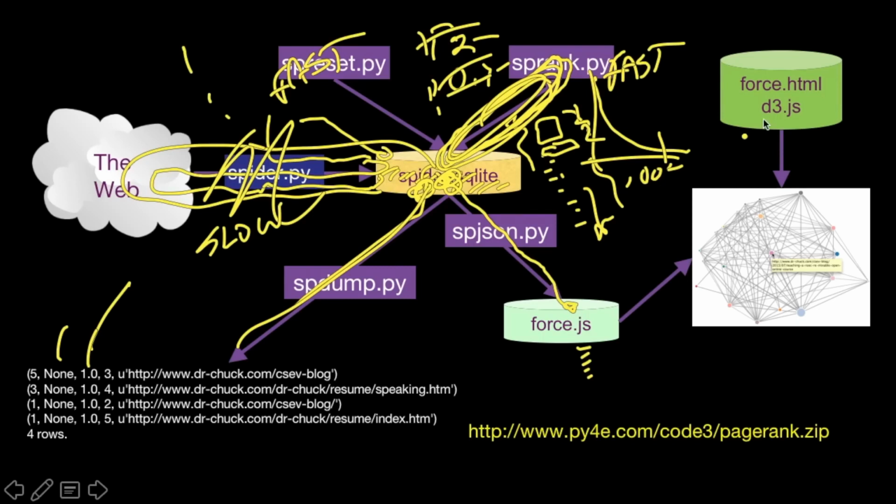And then there is some HTML and a visualization library called d3.js, which you can read about, that when the HTML starts, it reads this and has this nice force-directed layout of the PageRank. And you can hover over things and you can see what PageRank you've got. And so that is the PageRank algorithm that we're going to do.